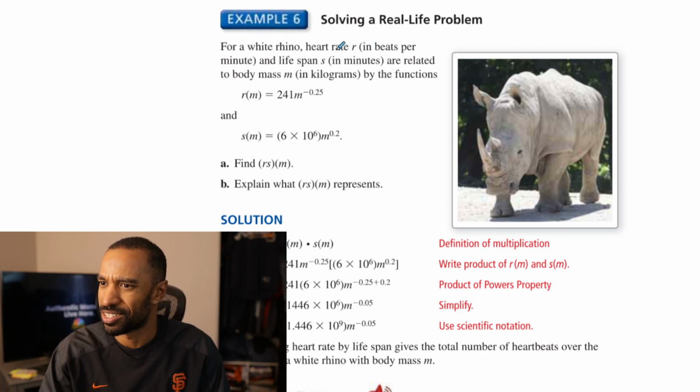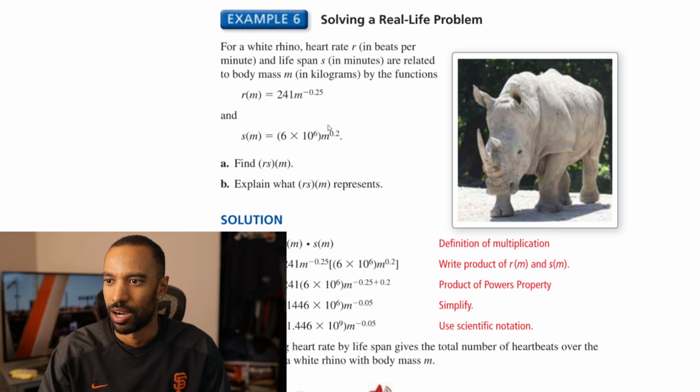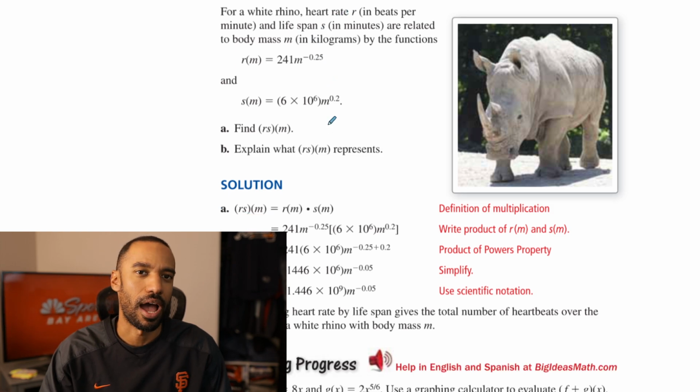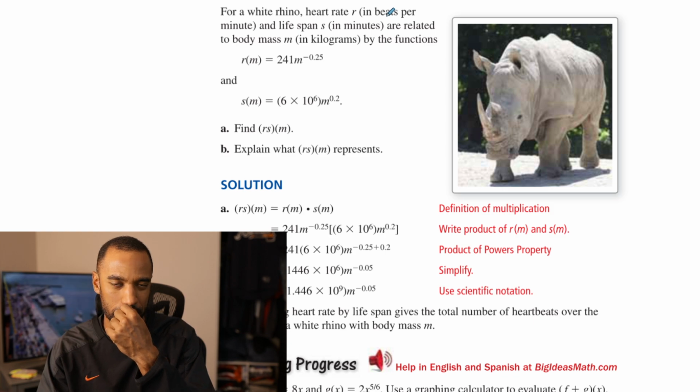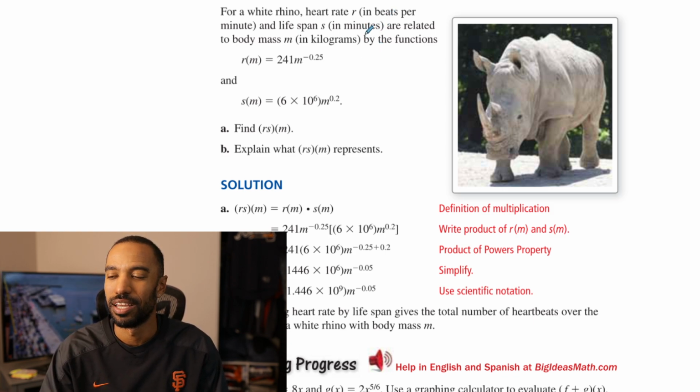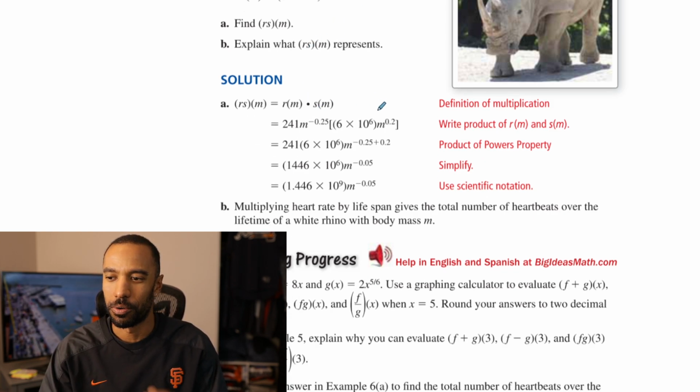I'm trying to think representation. Let's see. Heart rate times lifespan. Oh, how many beats per minute. How many beats per minute you have in a lifetime, I guess. Okay, anyway. So that's what the answer is.